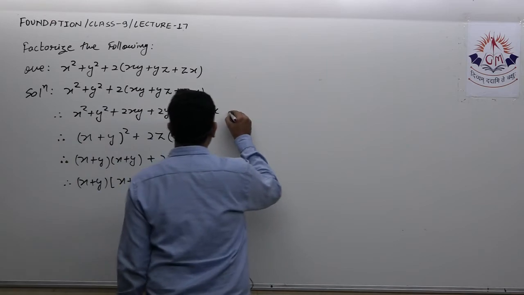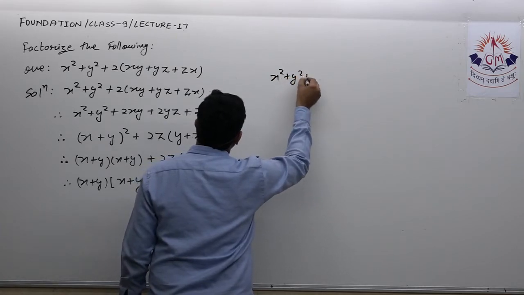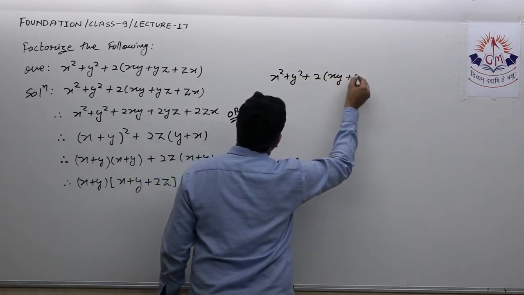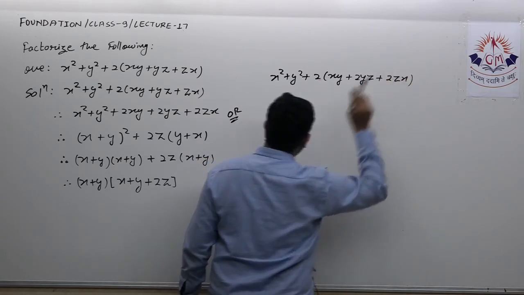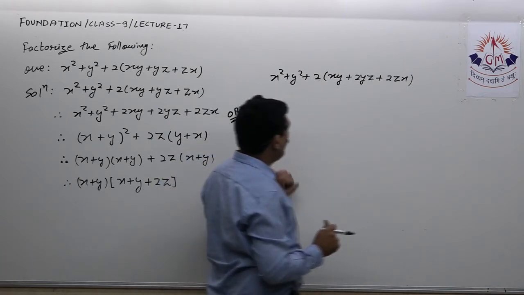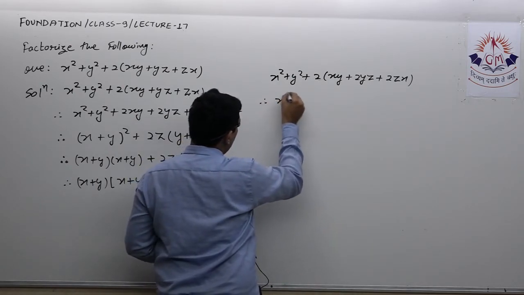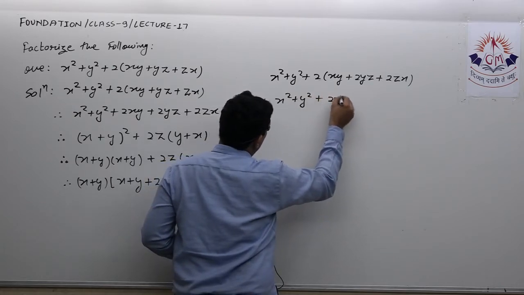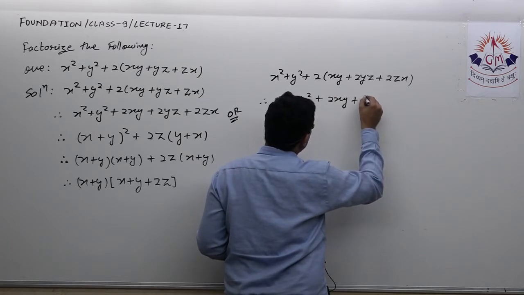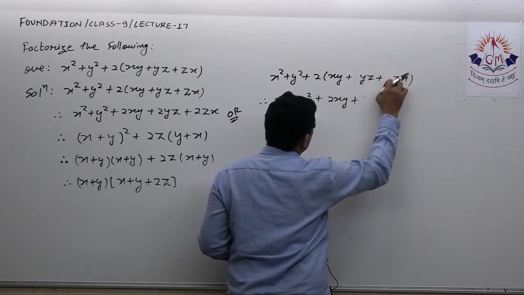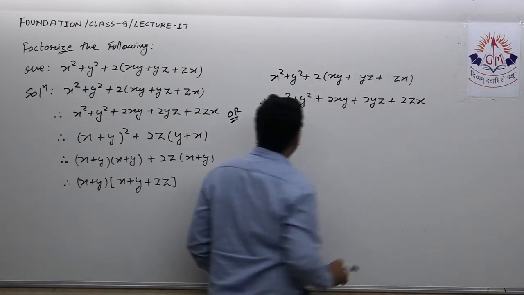Now let us see one more method for the same expression. So here we have x square plus y square plus 2xy plus 2yz plus 2zx. Okay, one more method is there. Now see, if you observe this carefully, you will find this looks like the identity of (a plus b plus c) whole square. That identity is a square plus b square plus c square plus 2ab plus 2bc plus 2ca. Only one term is missing.